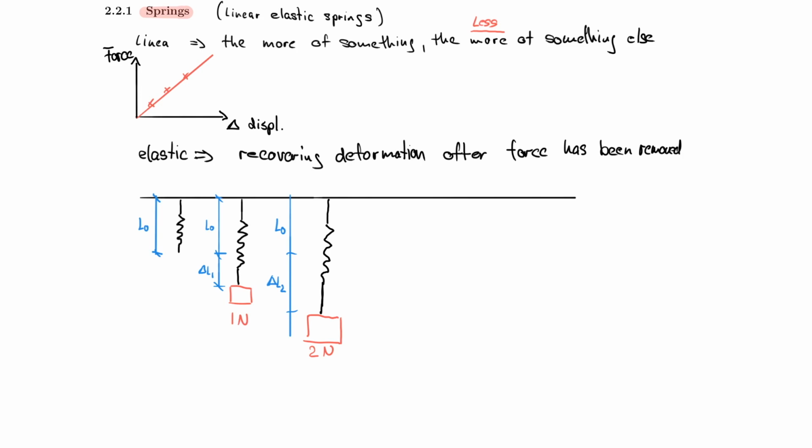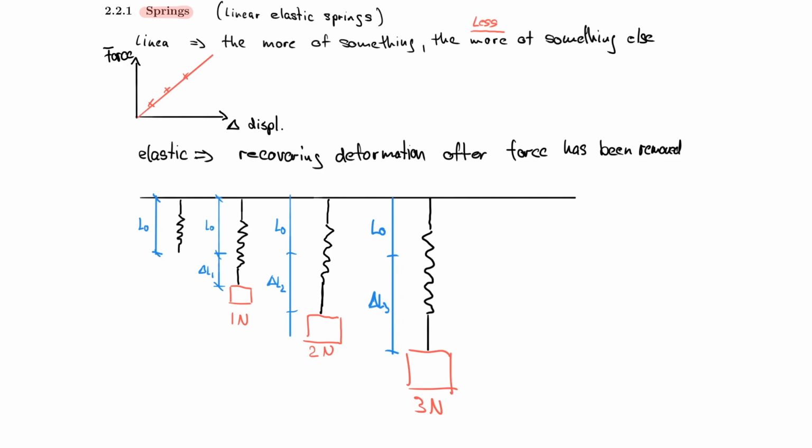Let's draw one that goes all the way down here. And now I have a box with, let's say, 3 Newton on it. And my stretch now, of course, is even longer. And I still have this L naught, but now I have delta L3.